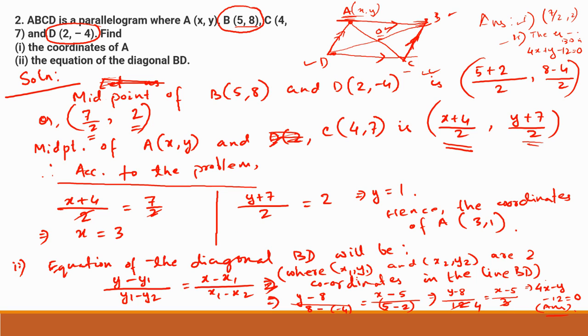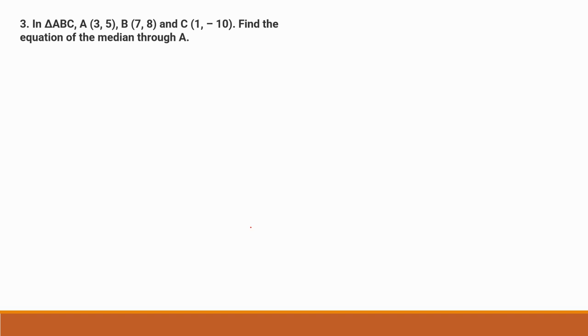Having said that, let's move on. Question 3, similar approach. Try it on your own first, pause the video and then see the solution. Okay, hope you have done that. Solution. In triangle ABC, A, B, C are given. Basically, 3, 5, 7, 8, 1, minus 10. All three are given. Find the equation of the median through A.